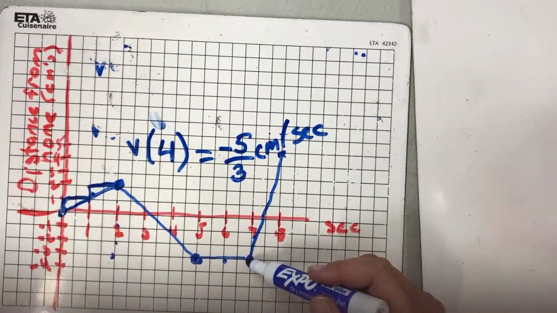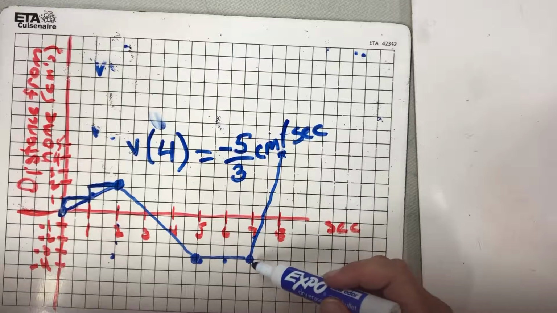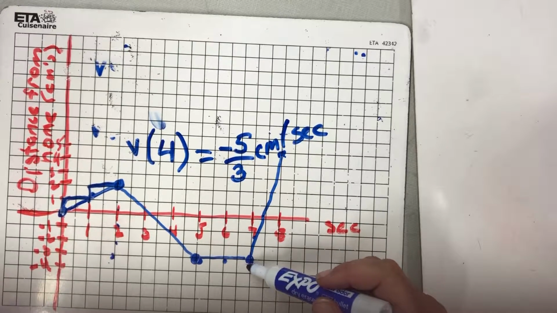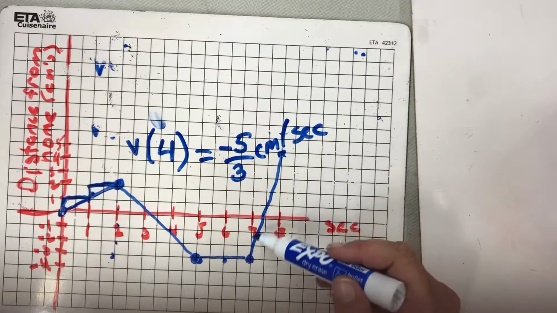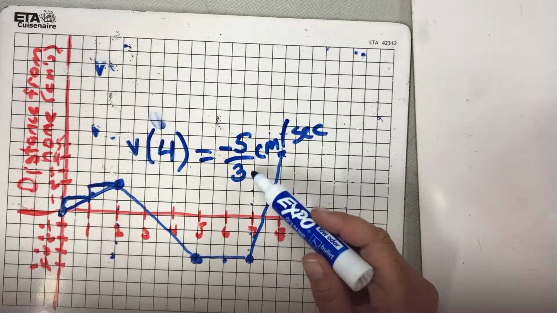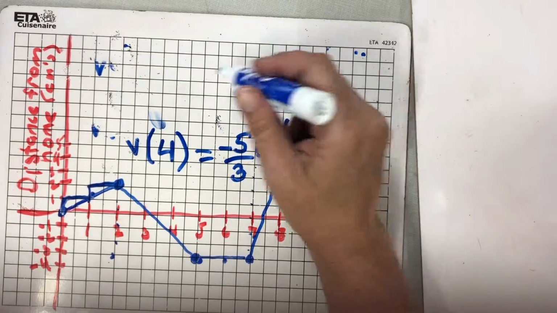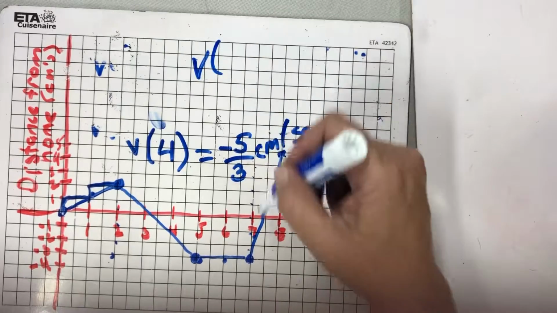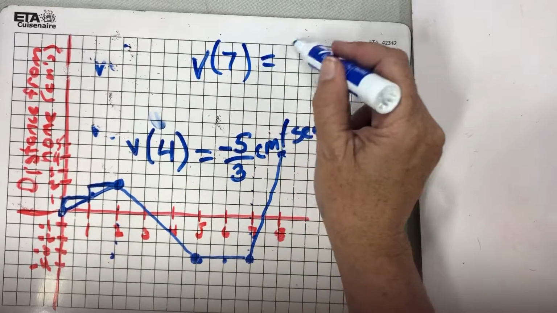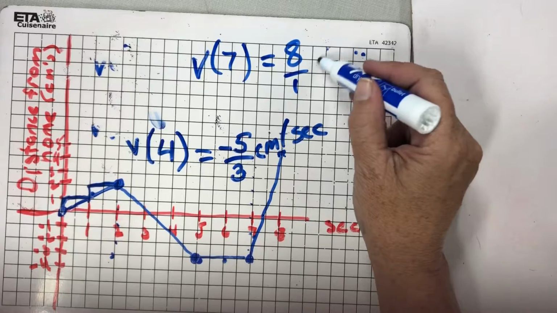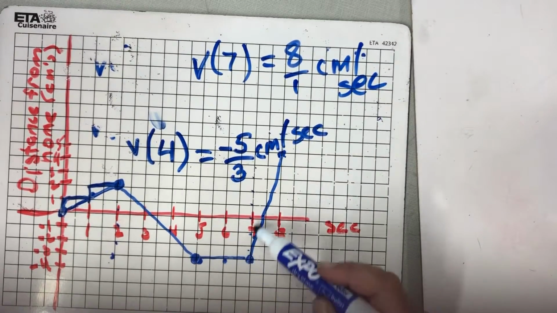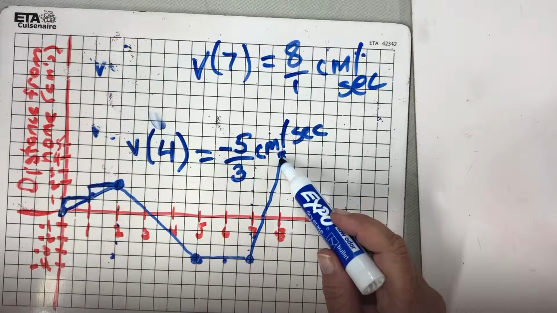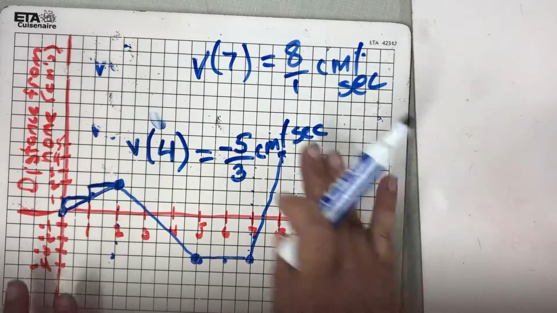Here, the velocity is from the slope from 7 to 8. We can just count this again. We go up. In fact, we already found the change in position, right? 1, 2, 3, 4, 5, 6, 7, 8. So we went up 8. So I'll just call this V of 7, and over 1. So the velocity there was 8 centimeters per second, right? In 1 second, the particle traveled 8 centimeters to the right.